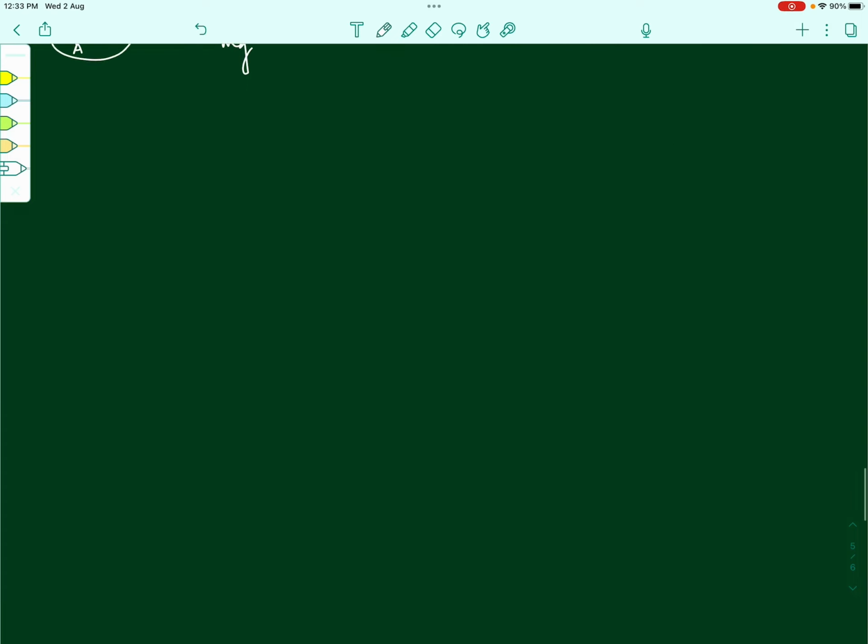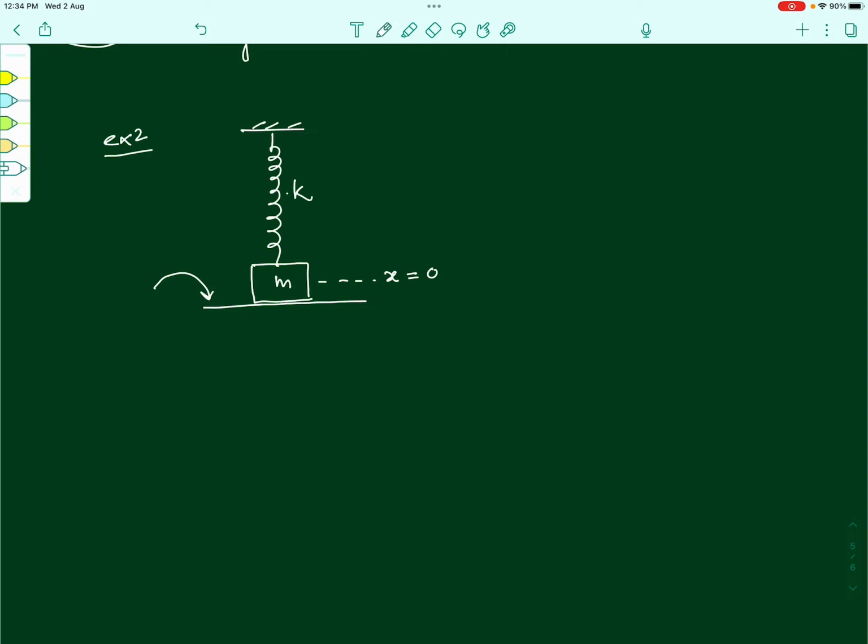Let's take another example. Example number 2 says there is a spring of spring constant k, which is initially in its natural length, and you just connect a block of mass m with it while keeping a support beneath. There is a support which makes sure that the spring does not open up. Right now x is 0. So, this is the level where the spring is in its natural length.